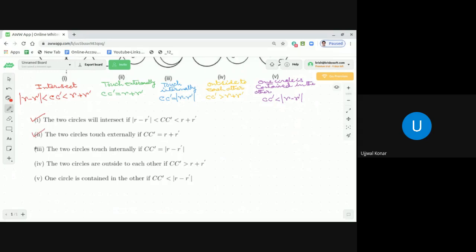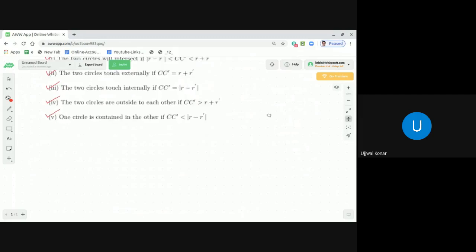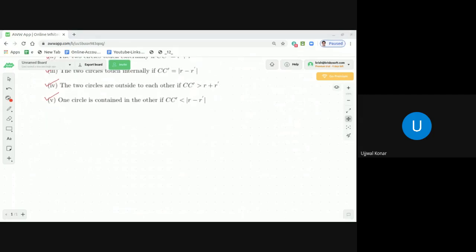The two circles touch internally if c dash is equal to mod of r minus r dash. Two circles are outside to each other if c dash is greater than r plus r dash. And one circle is contained in the other if c dash is less than mod of r minus r dash. Now, as we understood this, dear students, let us start working on a problem. I will appreciate it if you also open your notebook and work on this problem along with me.